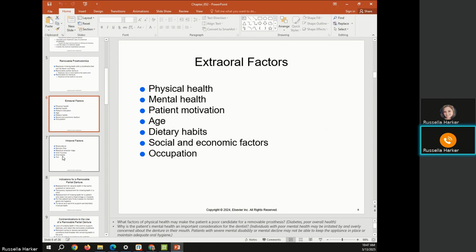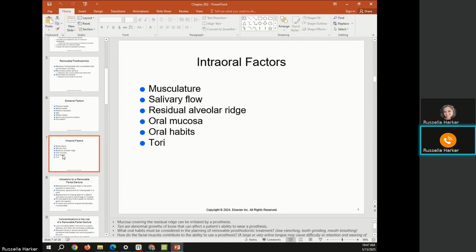So the aesthetics of it may be a problem for them. So they may want to go other routes like implants, where they do not come out of the mouth and you don't have the hardware that you see. So all of those things are extraoral factors, things outside of the mouth that we have to think about prior to doing these procedures.